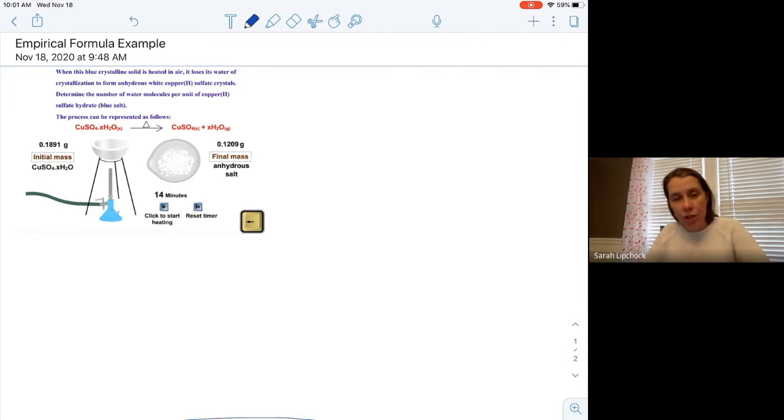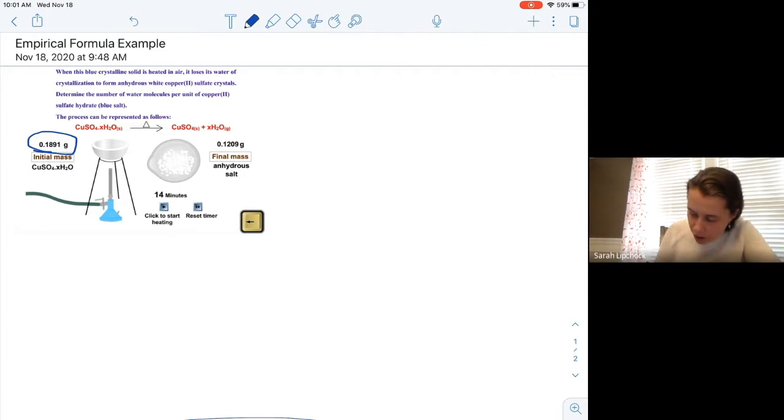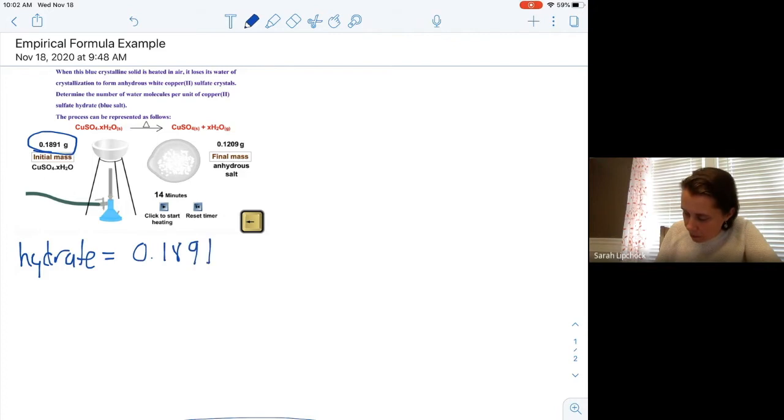So this is a simulation that I ran using copper sulfate hydrate. We use barium chloride hydrate in our lab, so you want to make sure you adjust your calculations for that, but these are the same steps. Okay, so we started with this much hydrate, so that would be your mass of your hydrate. Okay, and we ended, after we heated all the water off, with that much anhydrous salt.